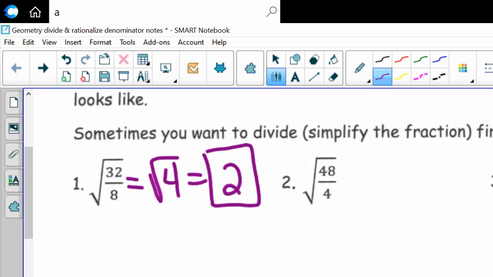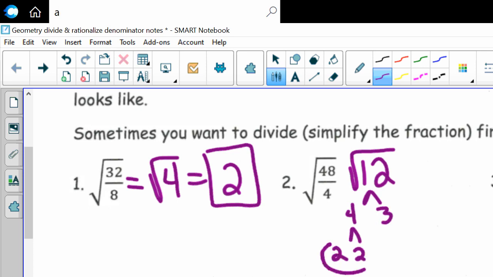If I look at number 2, the square root of 48 divided by 4, again, I can divide that and get a nice little number. That will divide and get me 12. So now I have the square root of 12. 12 is not a perfect square, so we need to do a factor tree. So I can multiply 4 and 3 together. 4 breaks down to 2 and 2. I have a pair of 2's and a 3 that stays behind. So my answer would be 2 square roots of 3.